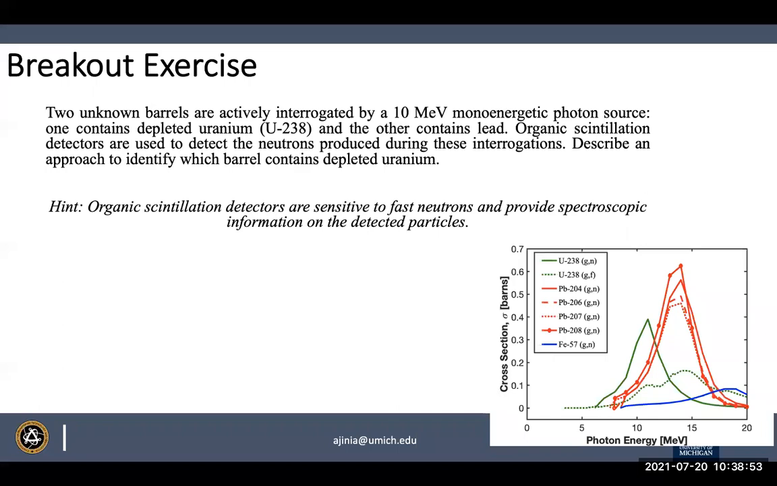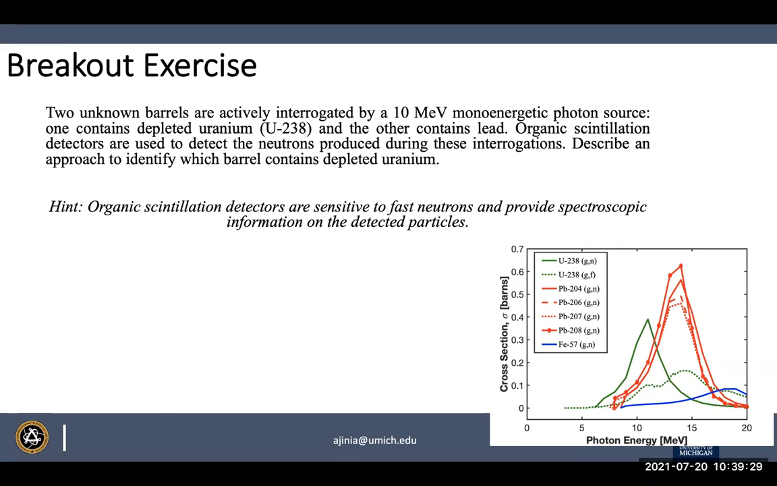There are two barrels, and these two barrels are actively interrogated by a 10 MeV monoenergetic photon source, and one contains depleted uranium and the other contains lead. We have a detection system that consists of organic scintillation detectors, and they're detecting neutrons produced during the interrogation. So the question is, how are we going to identify which barrel contains depleted uranium and which one contains lead?